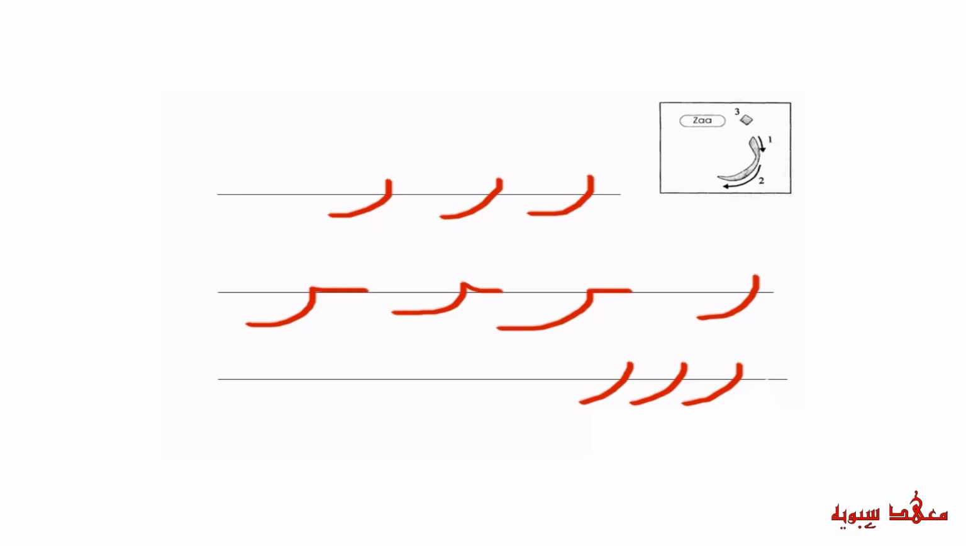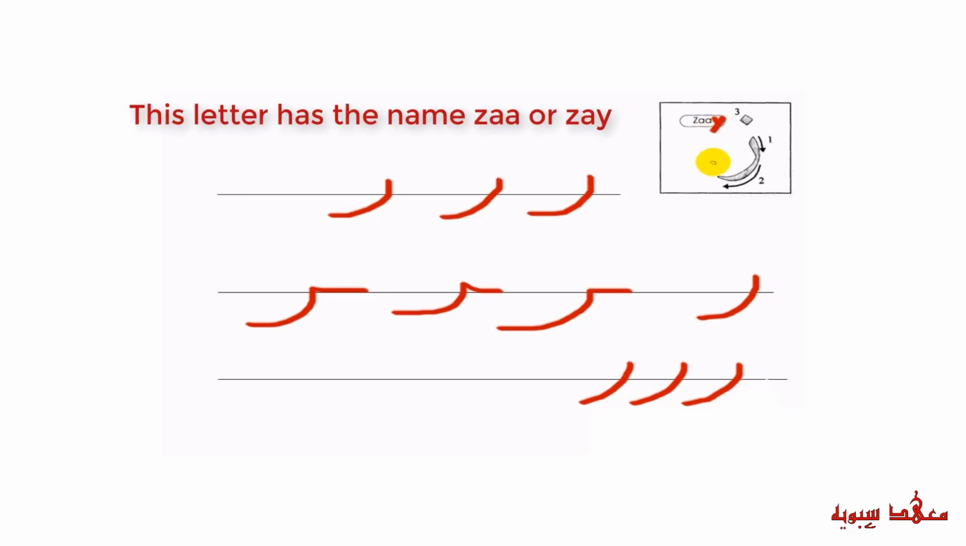Next letter is the zaay. Zaay is the same, except for the dot on top. Okay, next letter, the sheen. So the sheen is written as follows in the isolated form.